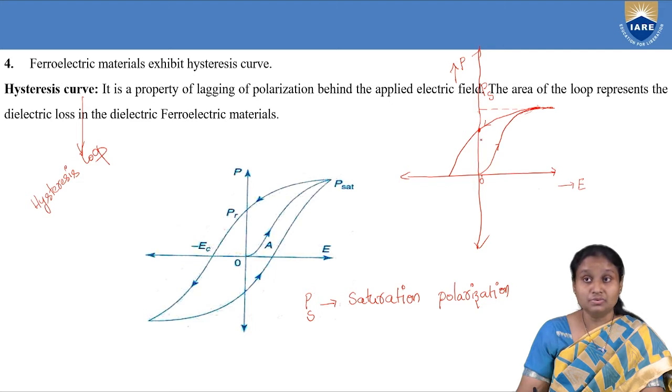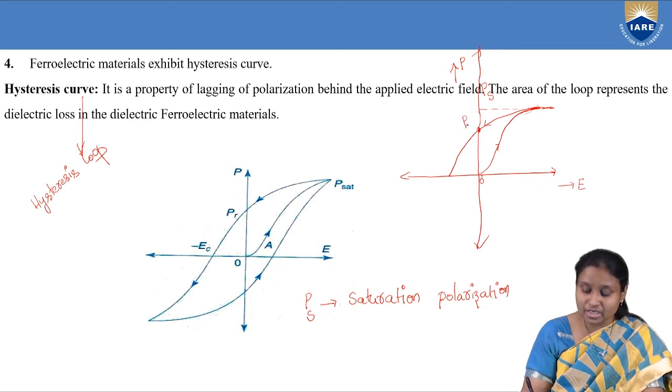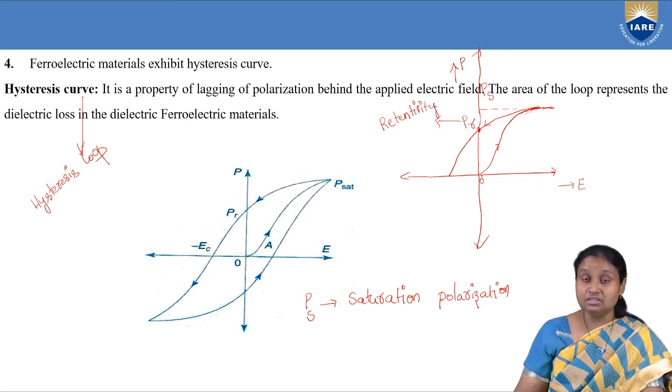So the electric field has become 0, but is our polarization 0? Polarization is not 0. There is some polarization retained by the ferroelectric material, and this polarization is called remnant polarization, or simply it is called retentivity. So what is retentivity? Retentivity is the polarization retained by ferroelectric materials even when the electric field is reduced to 0.